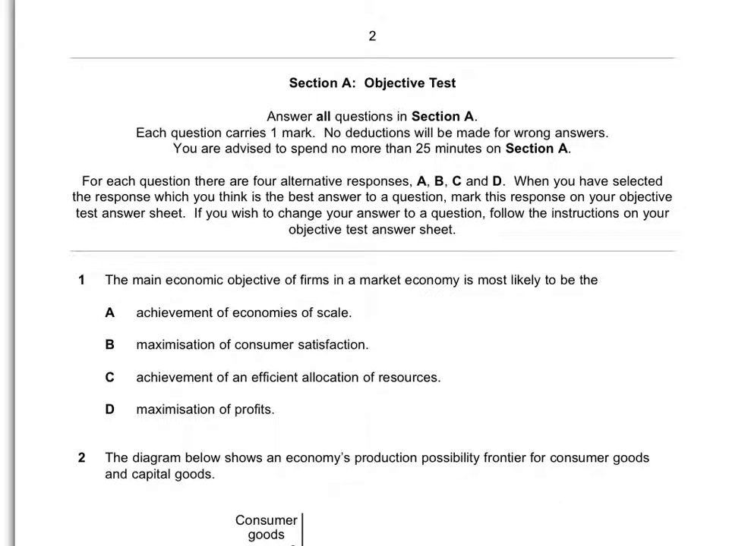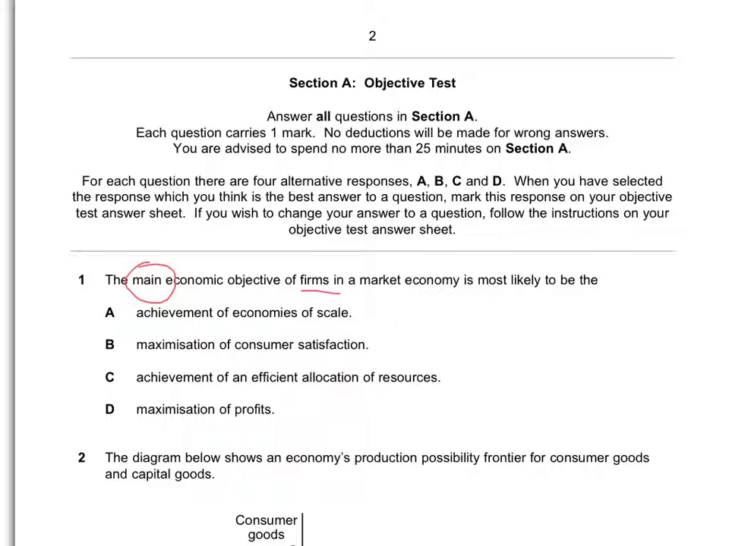So question 1 didn't present many difficulties to you. Keyword is obviously main, and it's the objectives of businesses or firms. And although there's some correct economics in there, D is the correct answer.